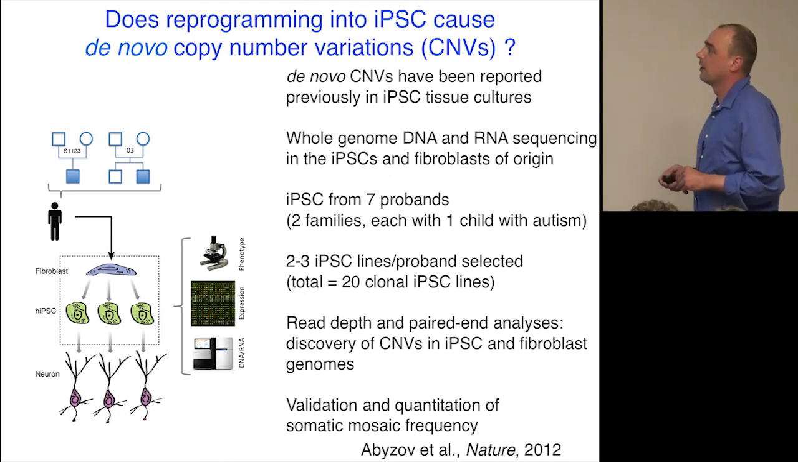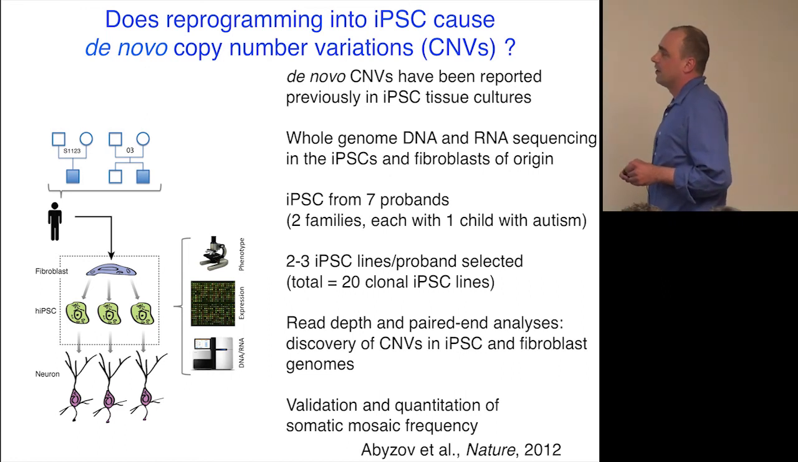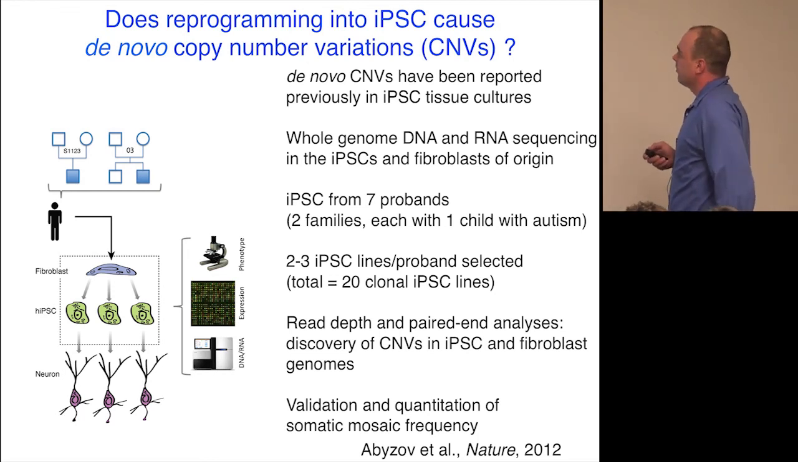We just used these families, unbeknownst to us in the beginning, as a discovery set for the somatic variation that I'm going to talk about. When you work with iPS cells, there is some worry about genomic instability. There are some reports about de novo CNVs coming. It's still a thin literature, but there are some reports that there might be some instability induced during the reprogramming and then in iPS tissue cultures.